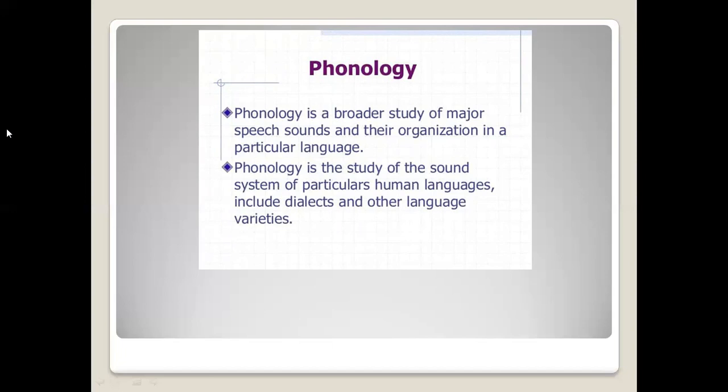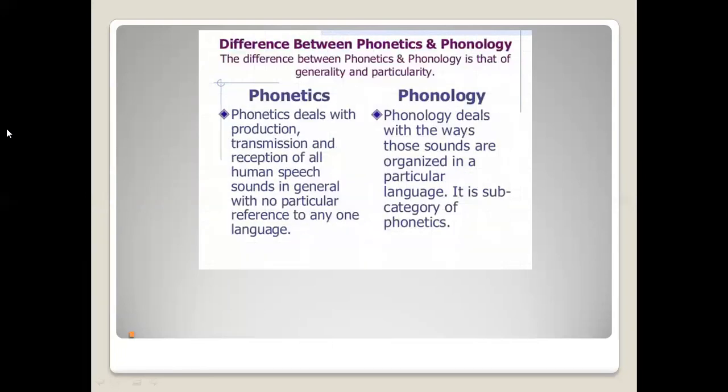Now let's discuss some ideas regarding phonetics and phonology. Differences between phonetics and phonology. The main difference between phonetics and phonology is that of generality and particularity. General concept and particular concept. Phonetics is concerned with the general concept, whereas phonology is concerned with the specific concept. Phonetics deals with production, transmission, and reception of all human speech sounds in general, with no particular reference to any one language. It studies all types of human speech sound.